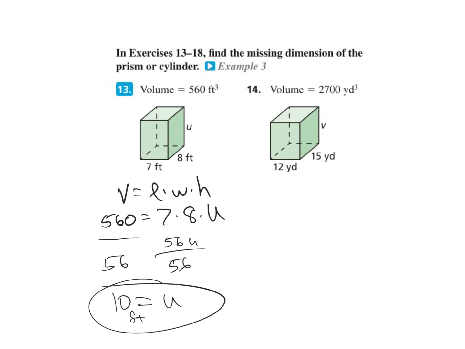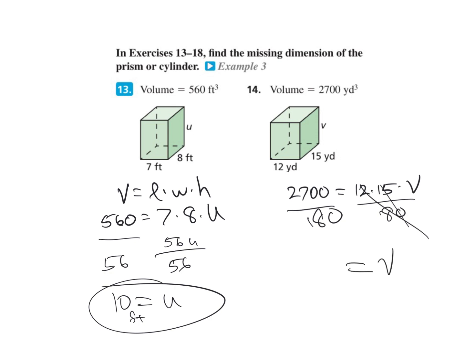Number 14, again, same thing. Volume is 2,700. And that equals the length times the width times the height again. So 12 times 15 is 180. So we're going to divide by 180. All right. And the volume is V, the side length is 2,700 divided by 180. That gives us 15 yards.